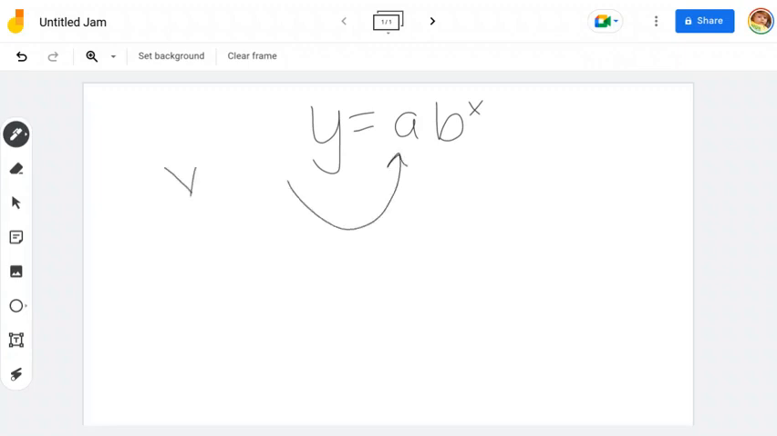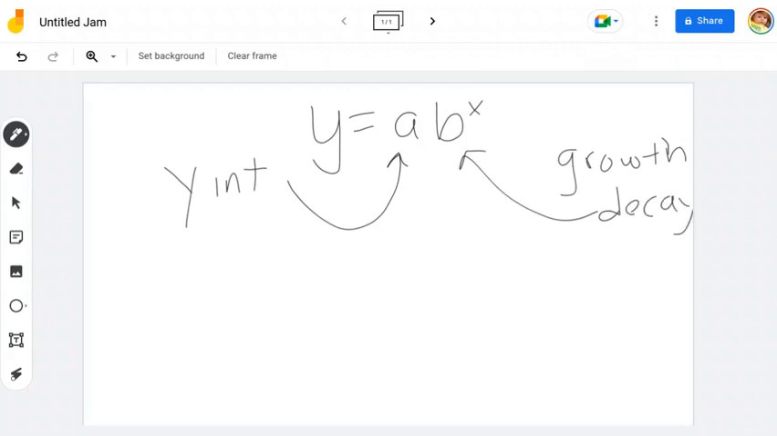This is the y-intercept on a graph. This part here is the growth factor or the decay factor. And there's a way to know if something's growing or decaying.